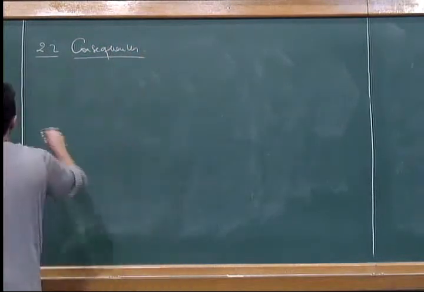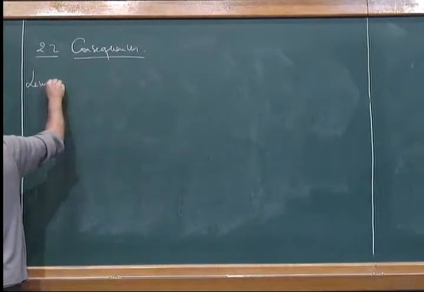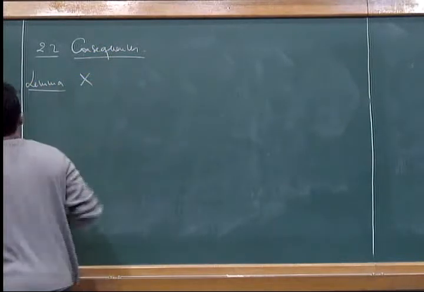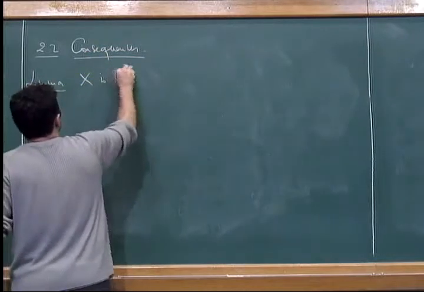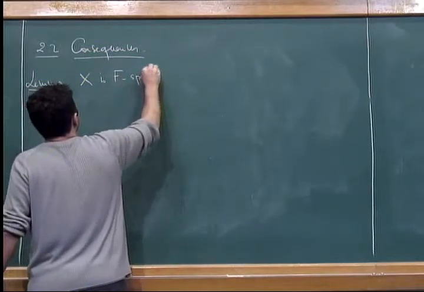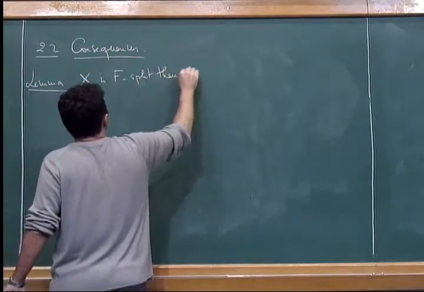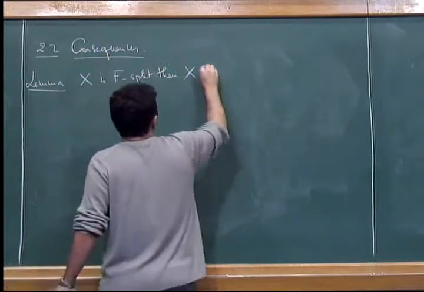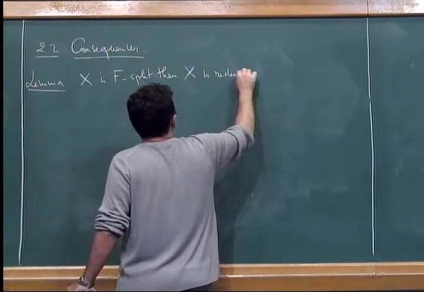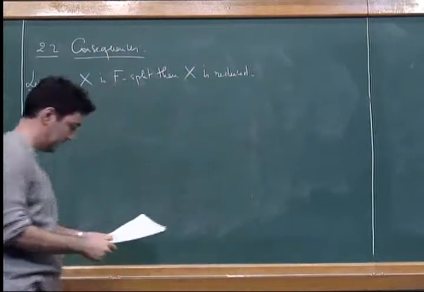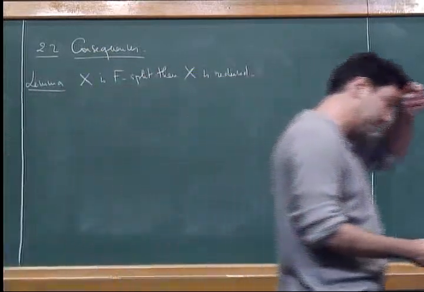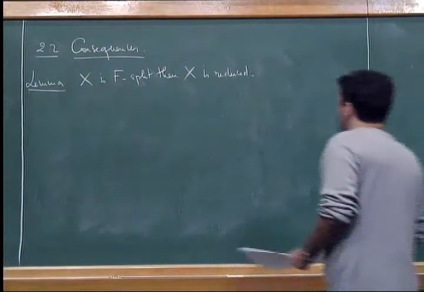So first, if X is F-split, then X is reduced. So you will see that this one is a very elementary proof.